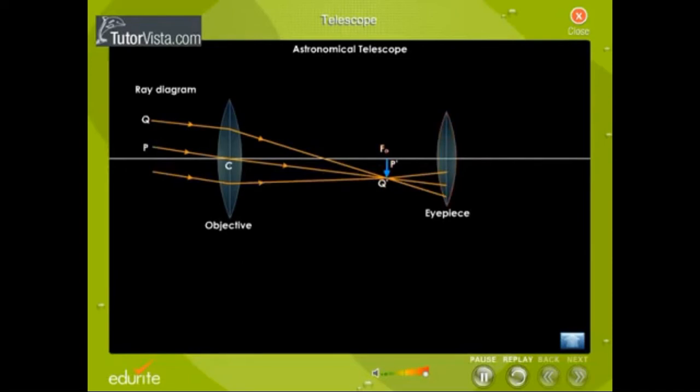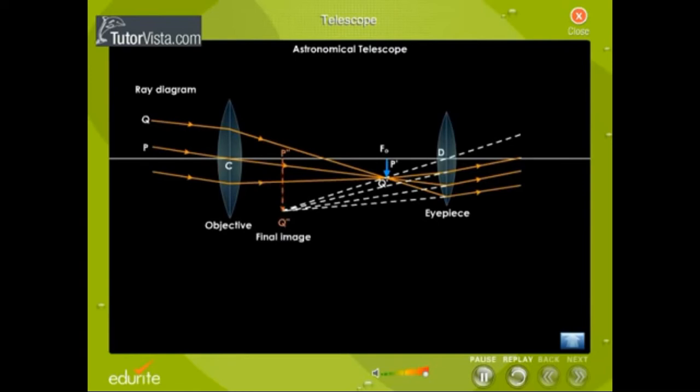The eyepiece is adjusted so that the image B'Q' lies in its focal plane. The rays of light after striking the lens of the eyepiece emerge parallel and the final image B'' and Q'' is formed at infinity.